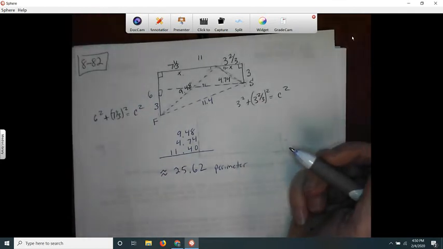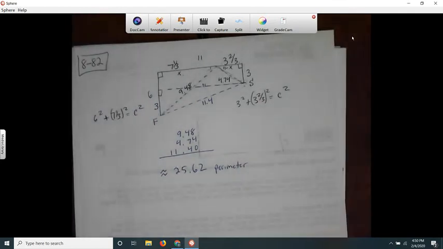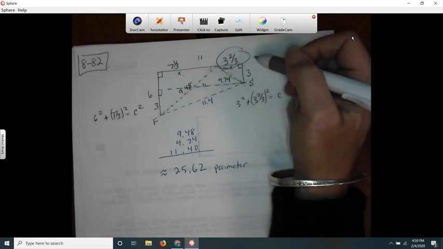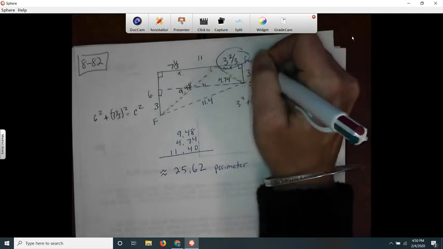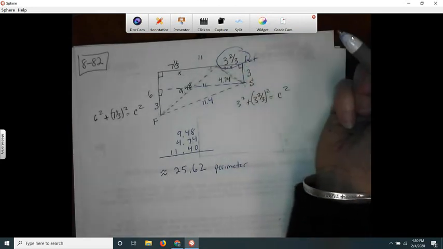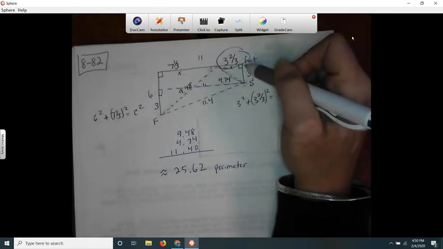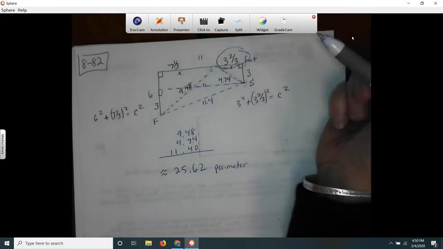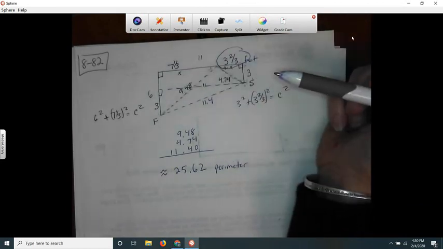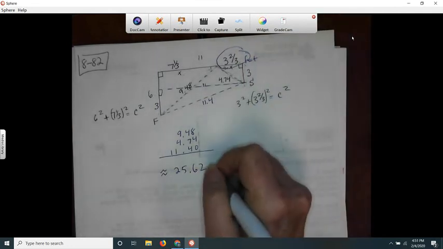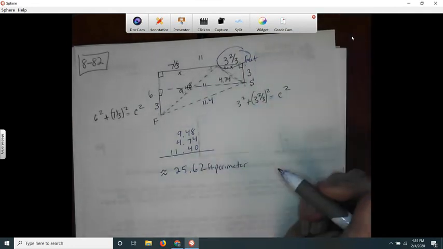So I think that's all they were asking us. So the sink should be located 3 2/3 feet from the right edge of the counter, or you could say 7 1/3 feet from the left edge of the counter. Either way. And then the perimeter is now 25.6 feet.